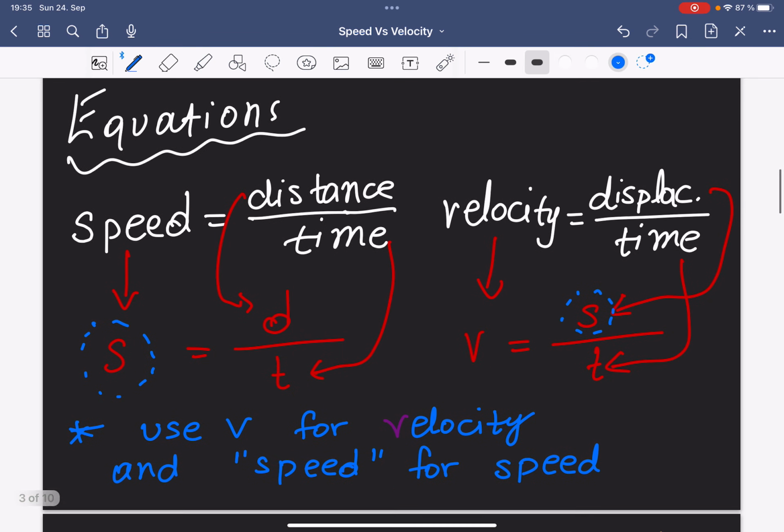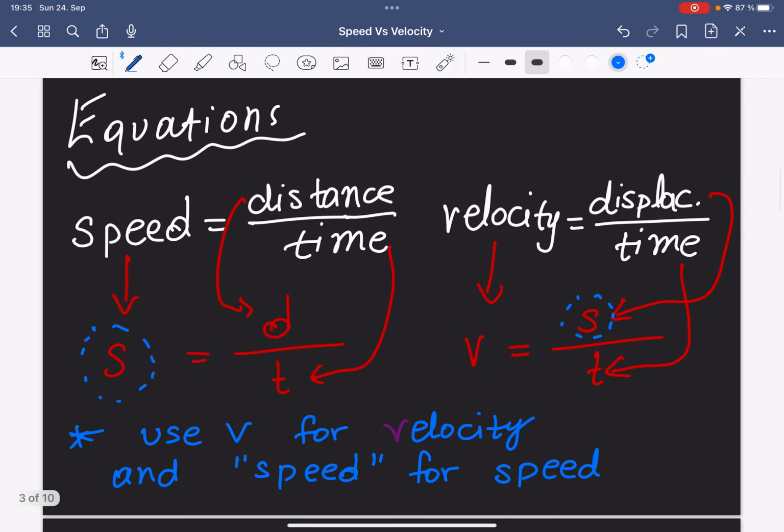Now let's look at the equations and try to clear the picture a bit. So as we said, speed is defined as distance over time. For speed, in this case, we're using the symbol of s, d for distance, and t for time. And then for velocity, which is defined as displacement over time, we have v for velocity, as we said, and you will see in quite a few textbooks displacement shown as s and time as t. Okay, so now you can see the problem with s for speed and s for displacement.